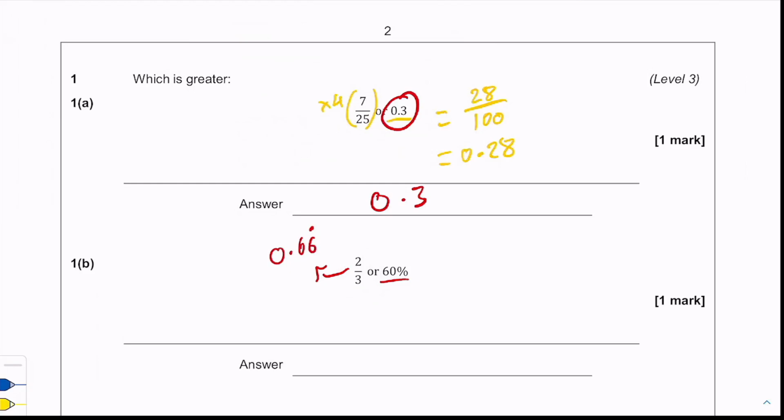And then as a percentage, we just need to multiply by 100. So we end up with 66.6 recurring. And we should be able to spot that this is the bigger answer. So 2/3 is bigger, and we put our answer down as 2/3.